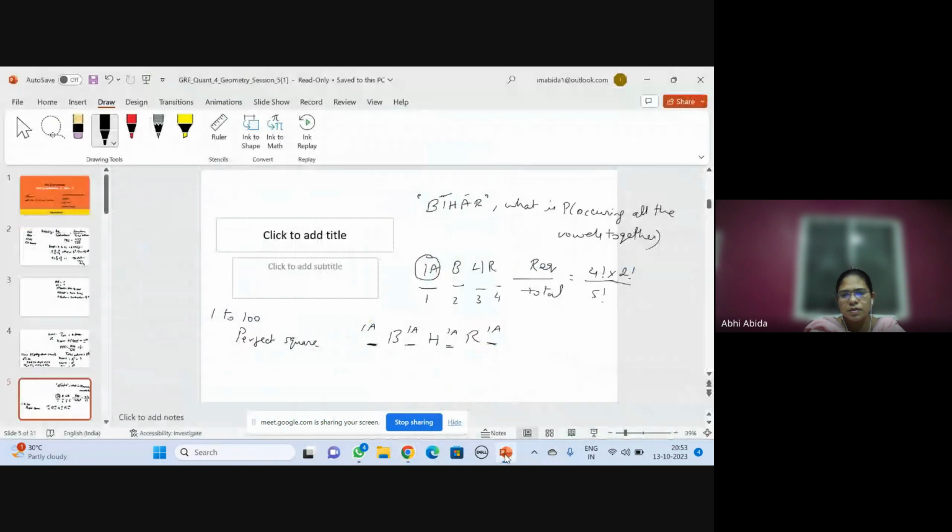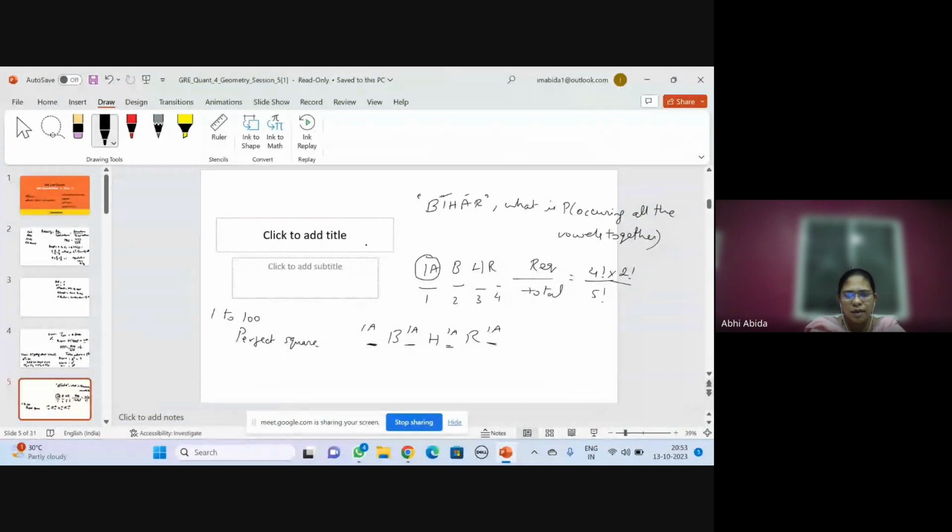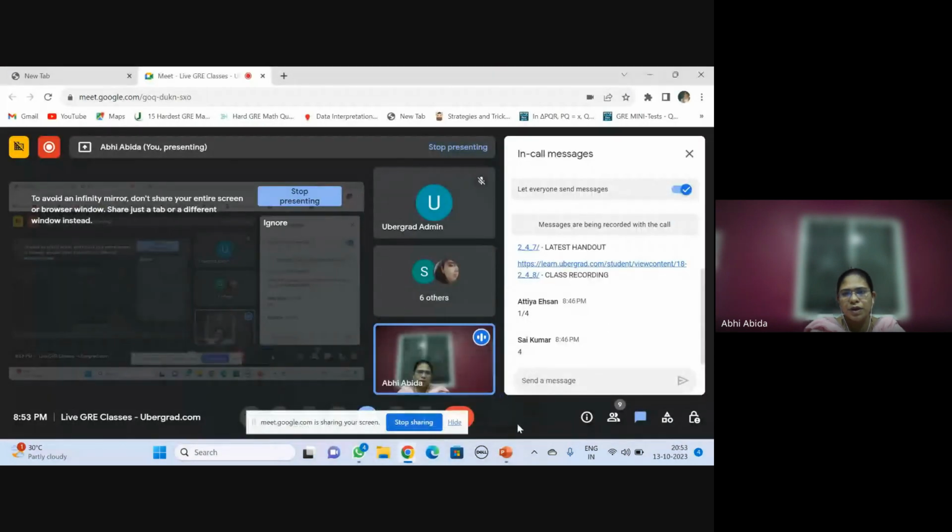Any answer for my question? Then you can place it in the chat box. I repeat the question once again. Let us say there are 100 numbers, and if a number is picked randomly, what will be the probability that the number is a perfect square?